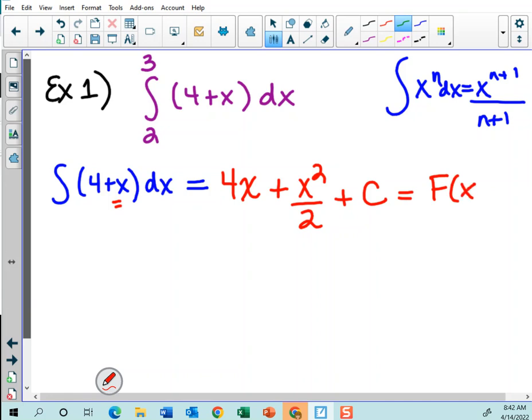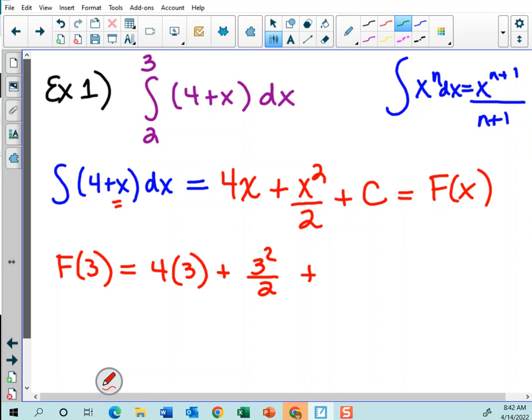Okay, so that's my big F. So big F of 3 means, let's plug 3 in, and big F of 2 means I plug 2 in. Okay.